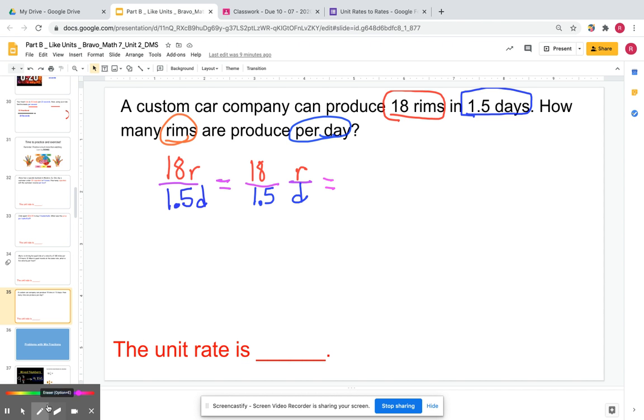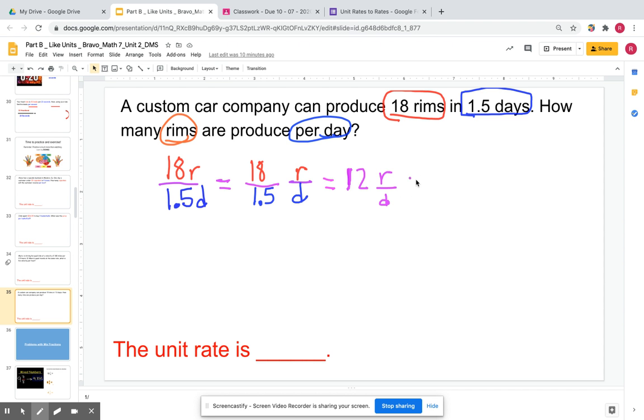And it turns out you have 12 rims. Now I'm going to use the color purple. You have 12 rims over the letter D for days. This still doesn't make sense to me when I read it because it says 12 rims days.